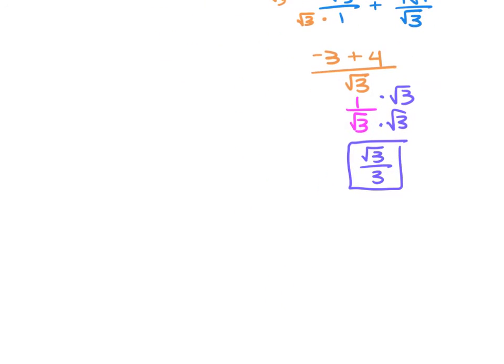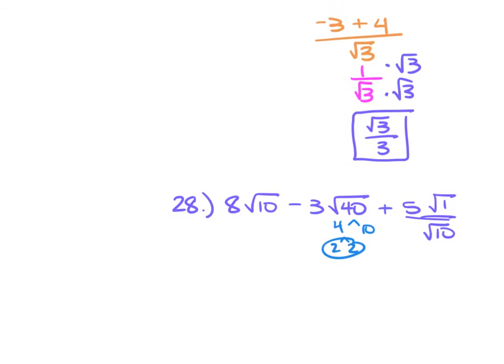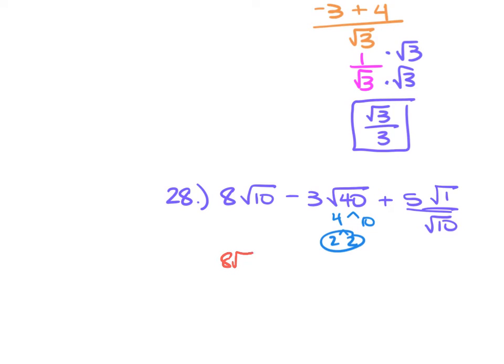This one was 27, so 28. We have 8 square root 10 minus 3 square root 40 plus 5 square root 1 over the square root of 10. So the 40 is 4 and 10, 4 is 2 and 2. So these are going to give us 8 square root 10 minus 6 square root 10 plus 5 over square root 10.